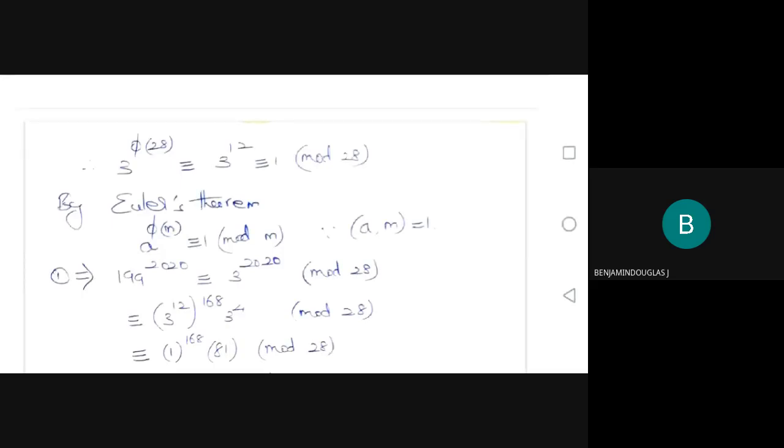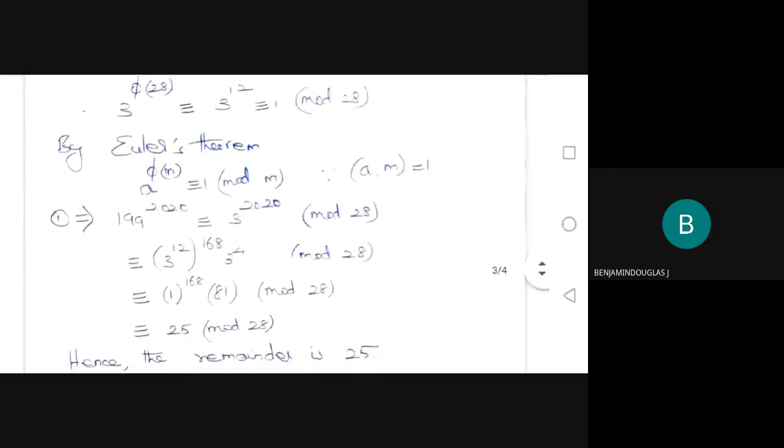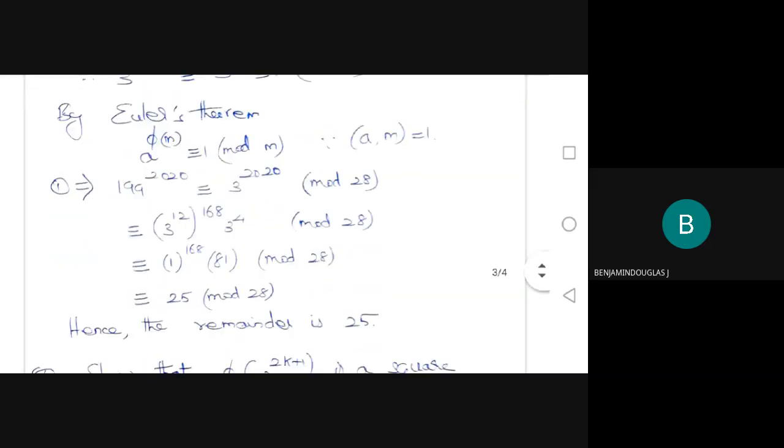3 power 4 is 81. When 81 is divided by 28, you get the remainder 25. So 199 to the power 2020 is congruent to 25 under mod 28. So the required remainder is 25.